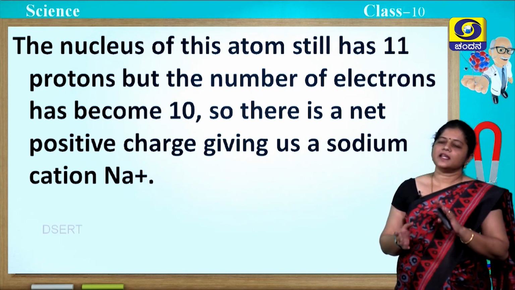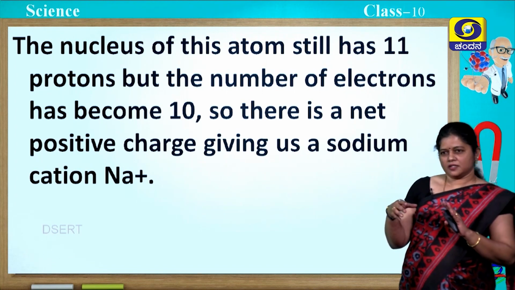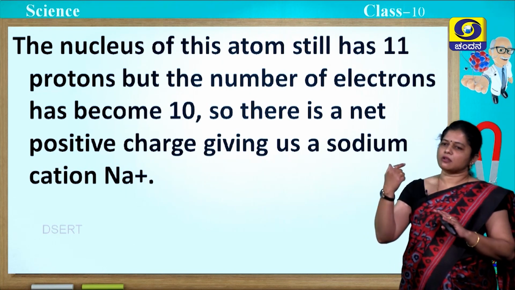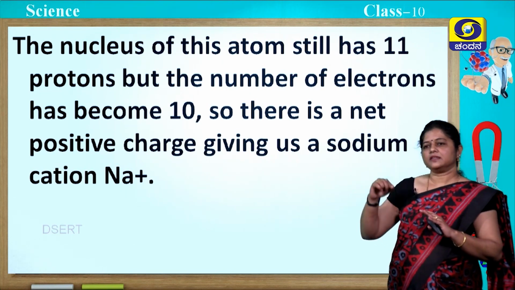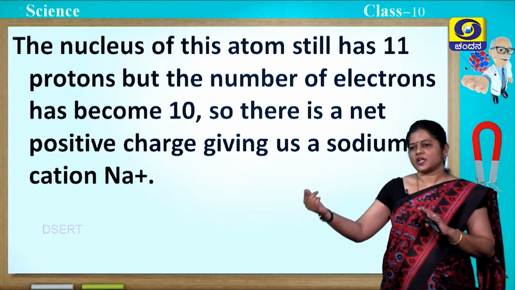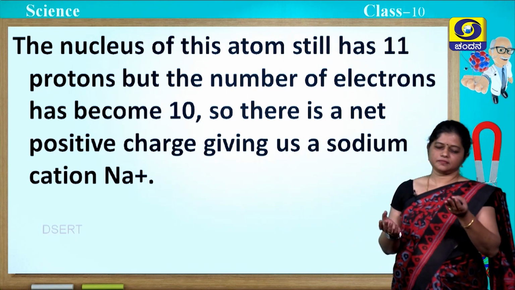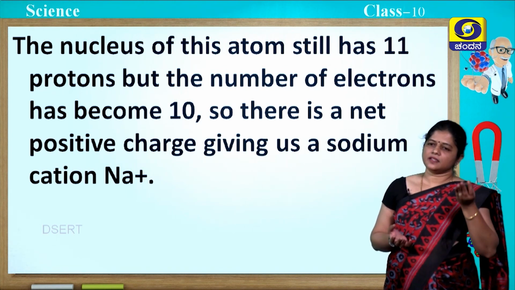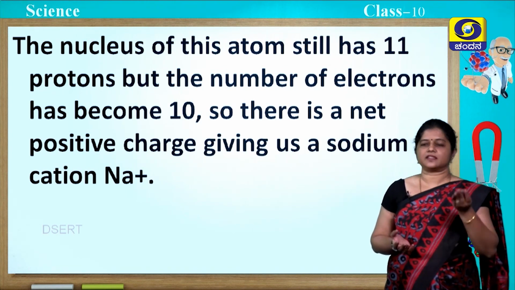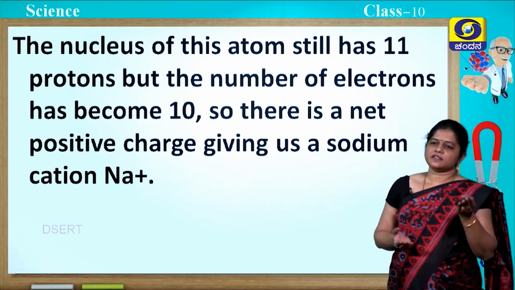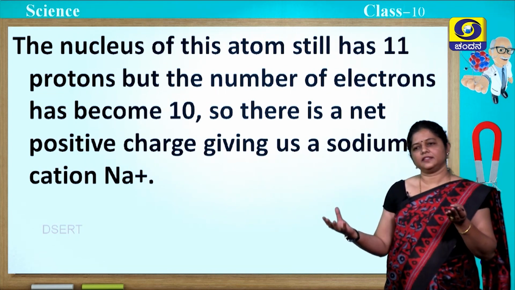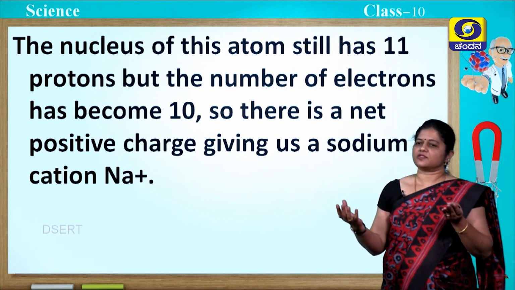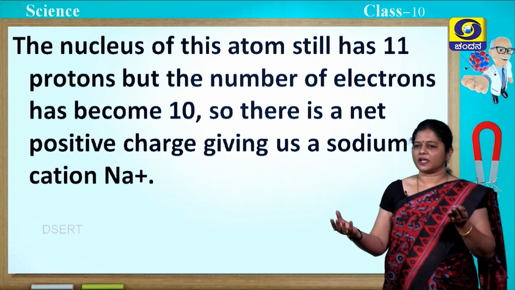So, they will be cancelled and there is a net 0 charge or no charge for that atom. But now, when the sodium has lost one electron, the negative charge is gone. So, the proton in the nucleus is as it is. That means 11 protons are there in the nucleus. So, 11 positive charges are there in the nucleus and in the shells you have 10 negative charges or electrons because it has lost one electron.